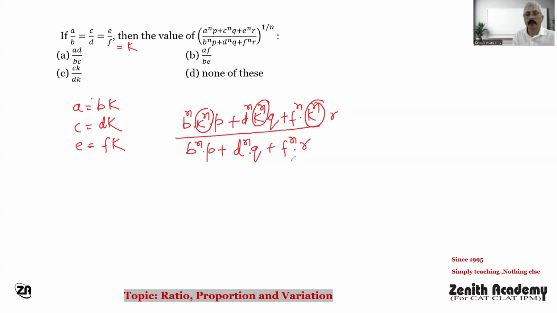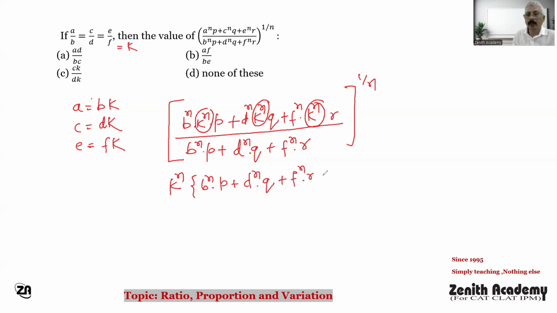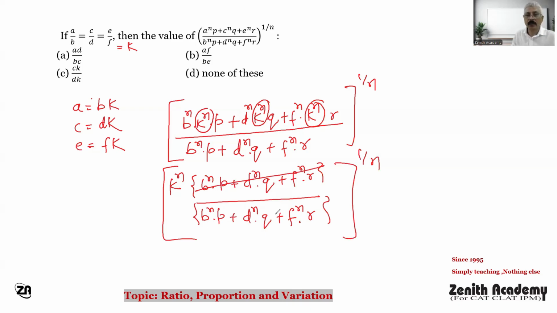So when you take K to the power n common, the whole thing is raised to the power 1/n. Then it is B to the power n into P, D to the power n Q, F to the power n R over B to the power n P, D to the power n Q, F to the power n R, to the power 1/n. So this and this cancel completely. K to the power n to the whole power 1/n means this will be equal to K.